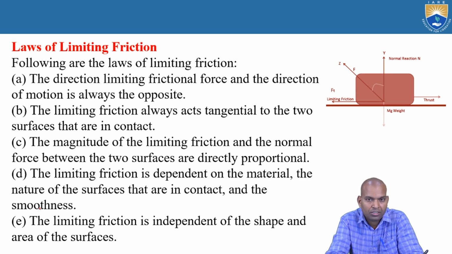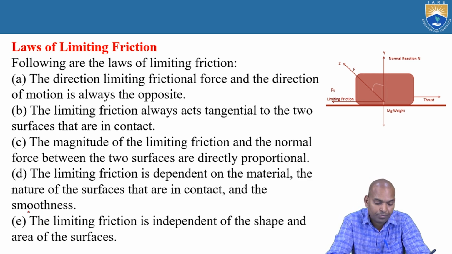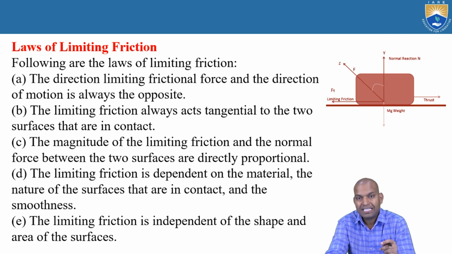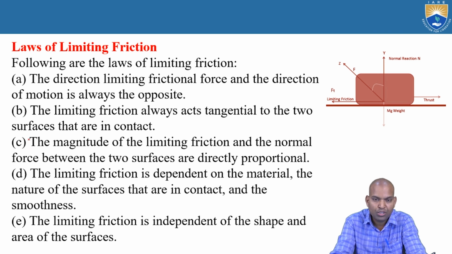The last one: what is the limiting friction independent of? The limiting friction is independent of the shape and the area of the surfaces. So limiting friction depends on the type of the material of the surfaces that are in contact, and the smoothness. And the limiting friction is independent of the shape, the geometric property, and the area of the surfaces. Alright.